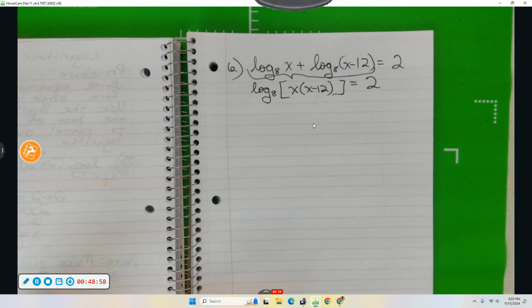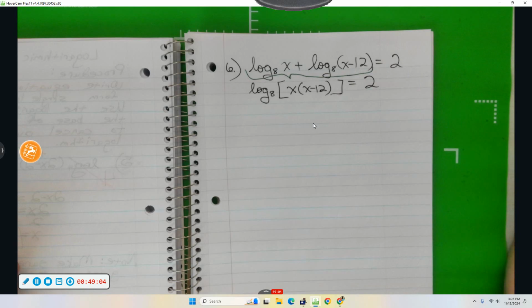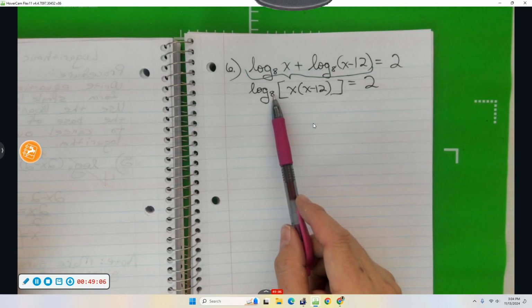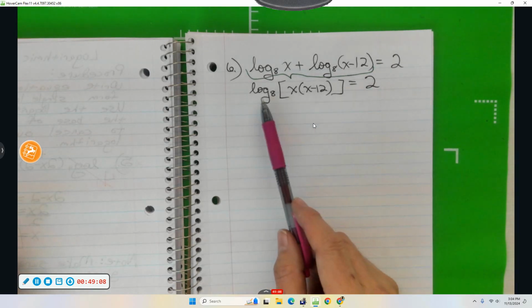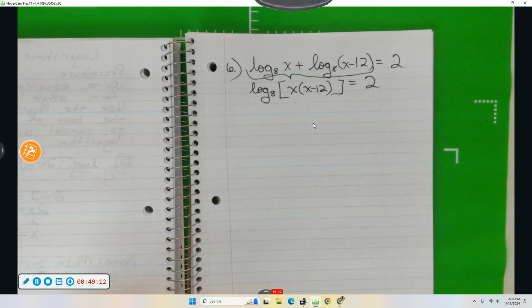Any questions on our logic? Y'all remember doing this the last time? And now we have the format that we need. We have a single logarithm. So what exponent base am I going to use to cancel out that log base 8?